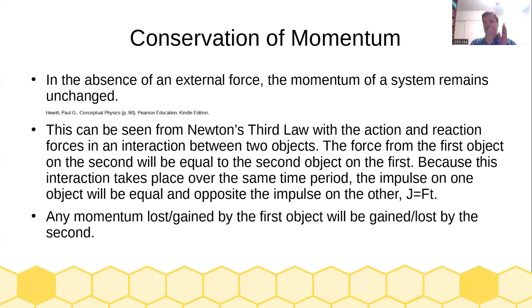The force on one object is going to be negative the force on the other object. Therefore, the impulse created by one force is going to be equal and opposite to the impulse created by the other force. Any momentum lost or gained by the first object will be gained or lost by the second.